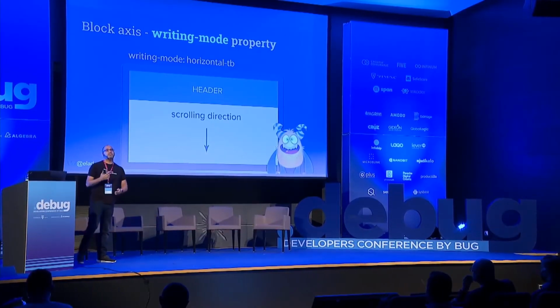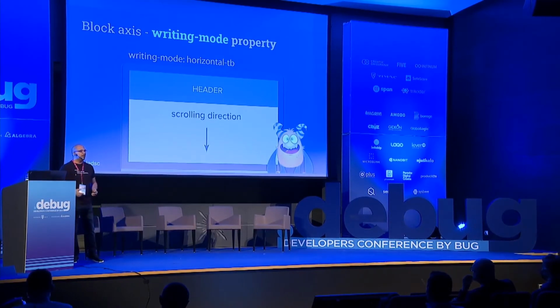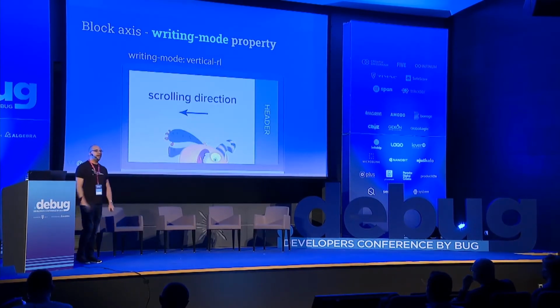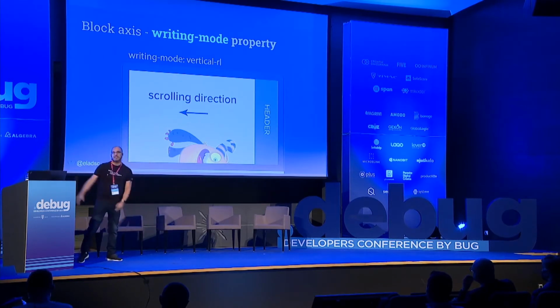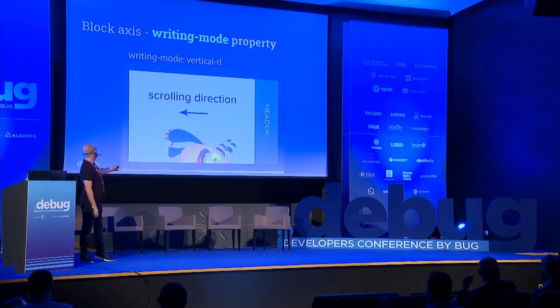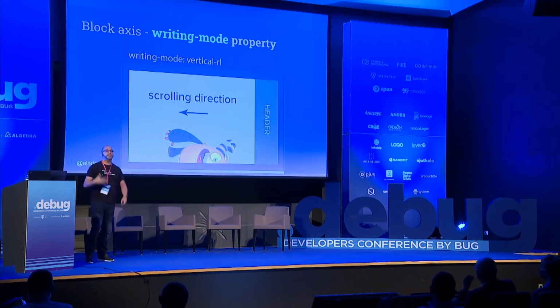To support special languages in the Far East, we have the new value vertical-rl, meaning right to left. Now instead of going from top to bottom, the website goes from the right side of the screen to the left side of the screen. The header is on the right, the footer is far, far on the left. Instead of vertical scroll, we now have a horizontal scroll, and in this type of language, the text is written in a vertical direction.